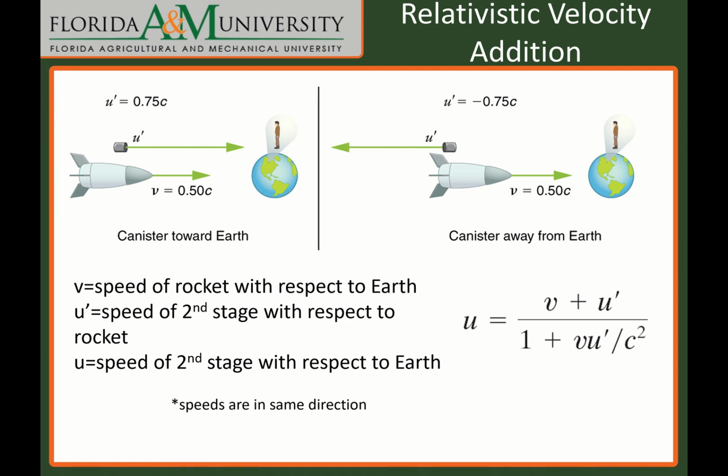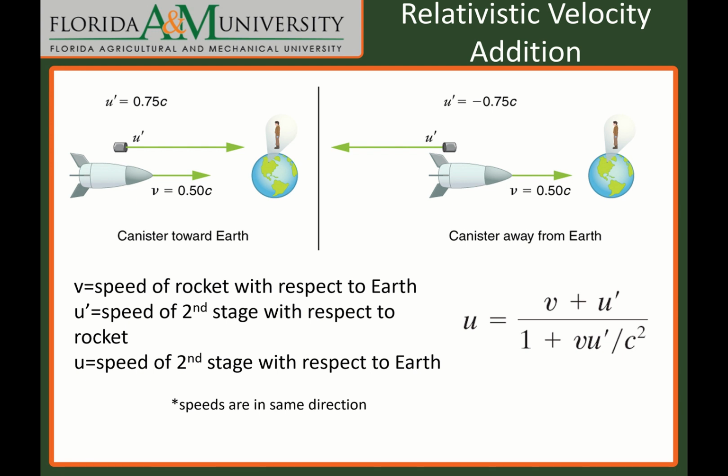All right, so the last thing is relativistic velocity addition. Remember, we said nothing can travel faster than the speed of light. And so when we add two speeds together, they always have to give us a number that's less than or equal to the speed of light. So if you look at the example of the rocket that's firing a canister, the rocket's traveling towards the Earth at half the speed of light, and it fires a canister towards the Earth at 3/4 the speed of light. Based on normal velocity addition, we'd say, okay, we just add a half plus 3/4, which would give us 1.25 times the speed of light. And of course, that's impossible.